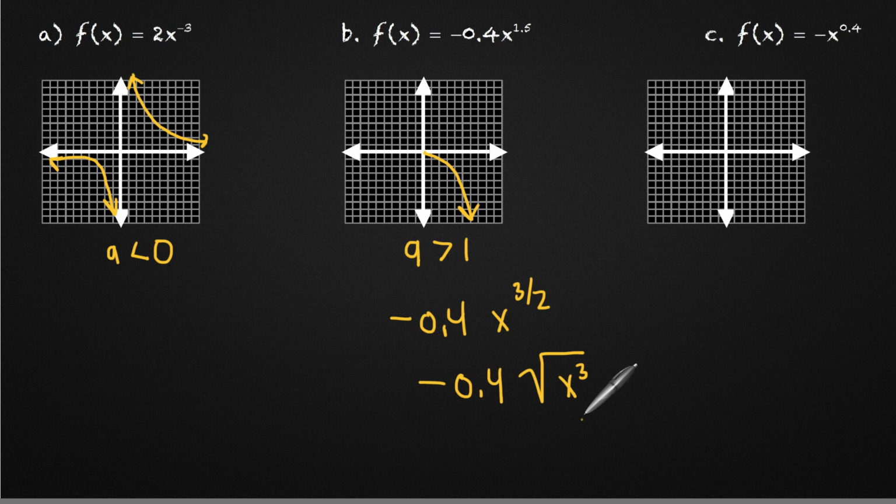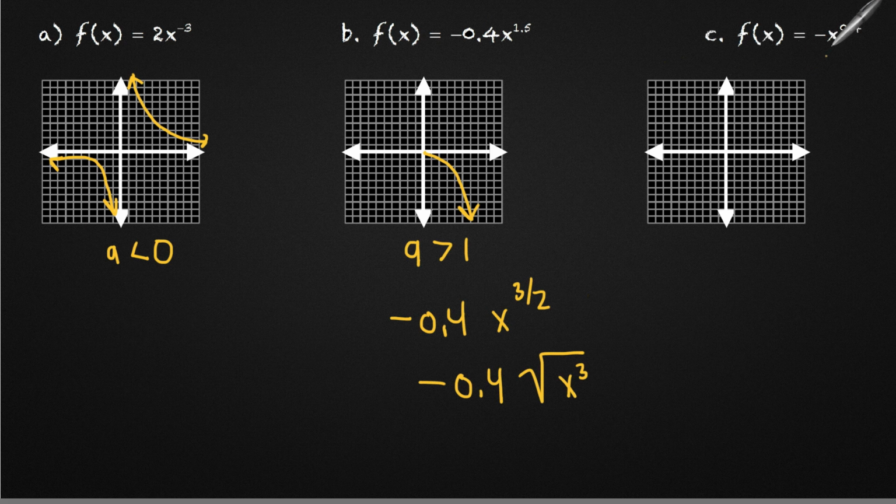Let's see if it has any symmetry at all. If I plug in, let's say, 2, 2 to the third is 8. The square root of 8 is some number. But if I try to plug in negative 2, I get negative 8. I cannot take the square root of a negative number, so this does not have another side to it. It does not have symmetry.